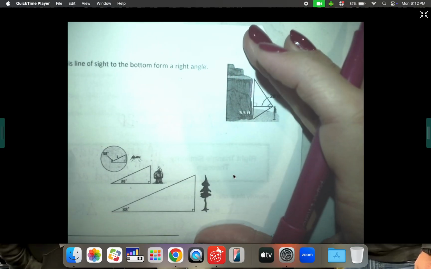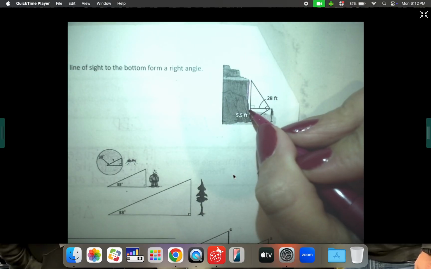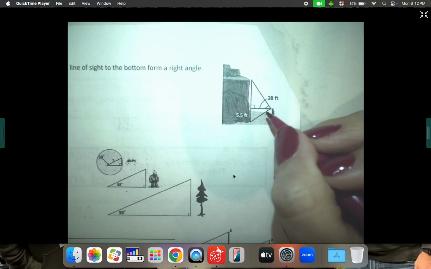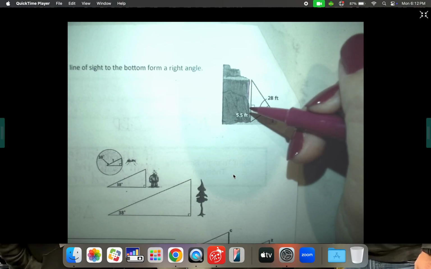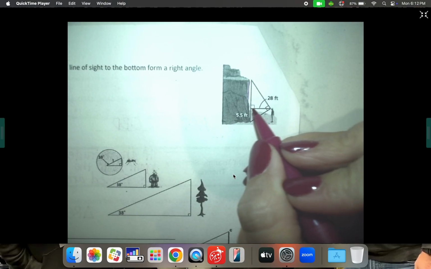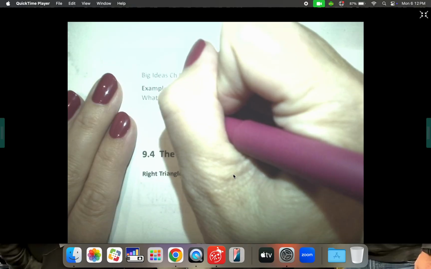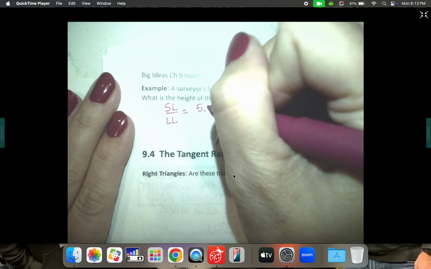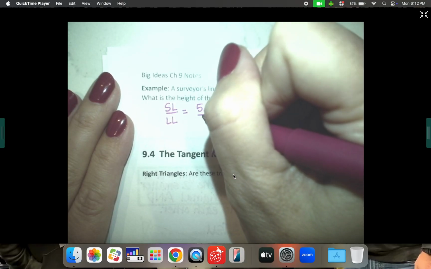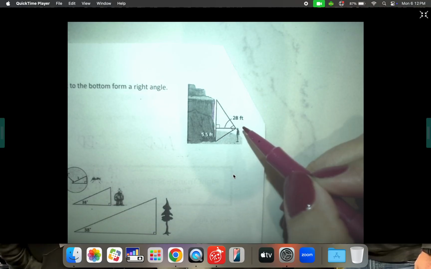Okay, I would probably set this up as short leg and then long leg, because if I look at this tiny triangle, the littlest one, I have the short leg and the long leg of it. I don't have the hypotenuse, but I have the short leg and long leg. So I'm going to do short leg to long leg. On the tiny triangle, I have 5.5 and 28. They're both in feet, aren't they? Yes, I have 5.5 and 28.